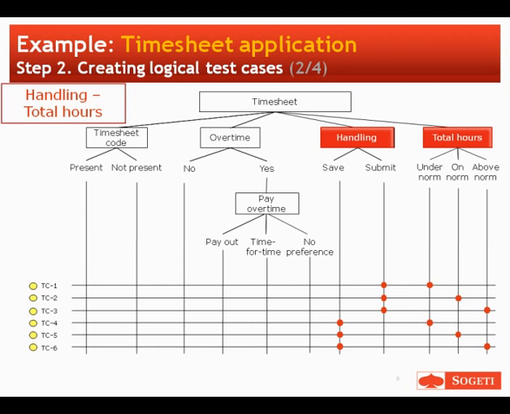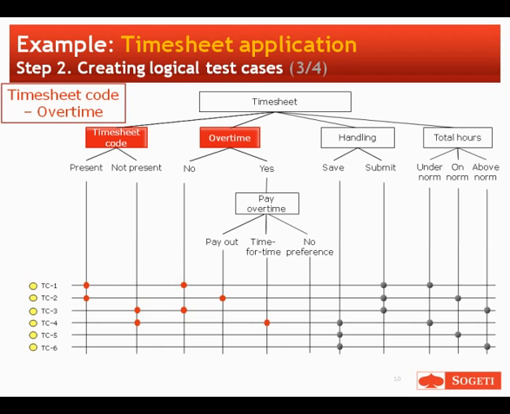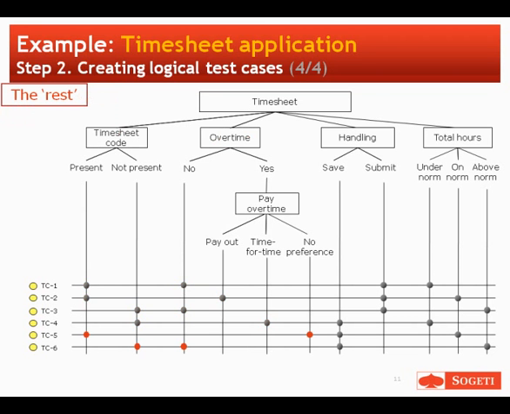First, you start with covering the defined combinations of data. Test situation set number 2. The first pair to cover is handling and total hours. We draw all combinations of these two data. Another pair that has to be covered is timesheet code and overtime. We draw all combinations of these two data as well, by adding them to the horizontal lines. Set 2 of the test situations, the combinations, is now fully covered.